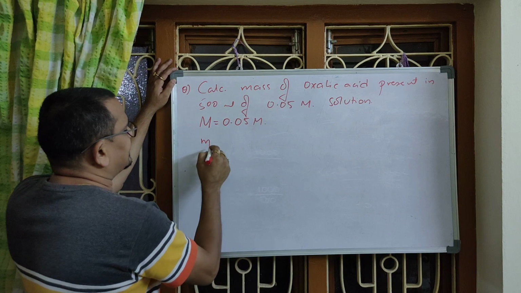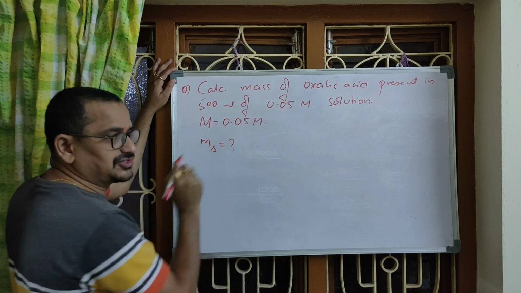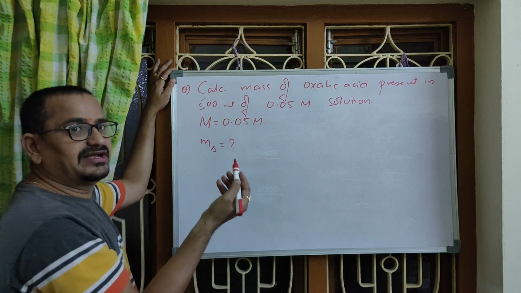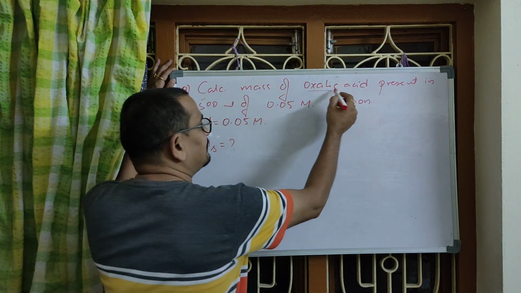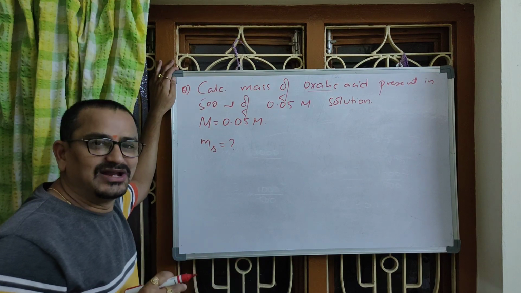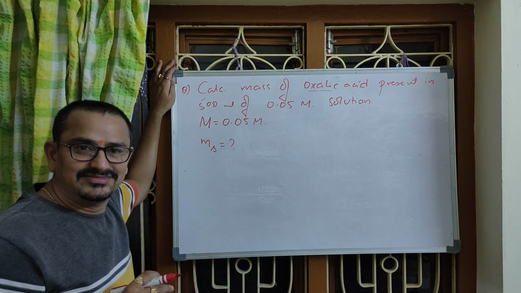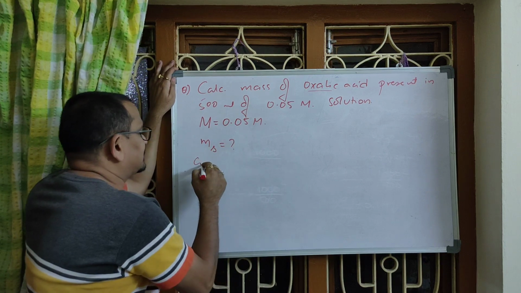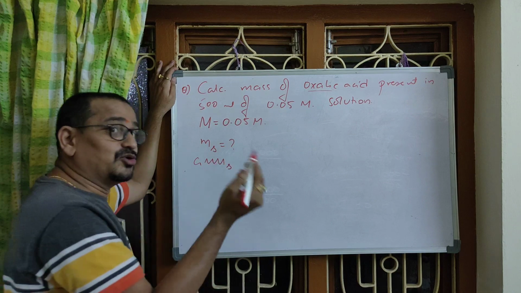And the mass of oxalic acid is asked. The mass of solute is asked to calculate. When the solute is specified, we can find out its molecular mass. Now the question is, what is the molecular mass of the solute? So we have to try with both.